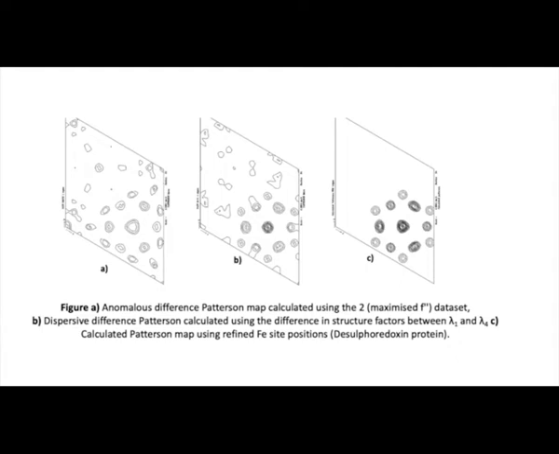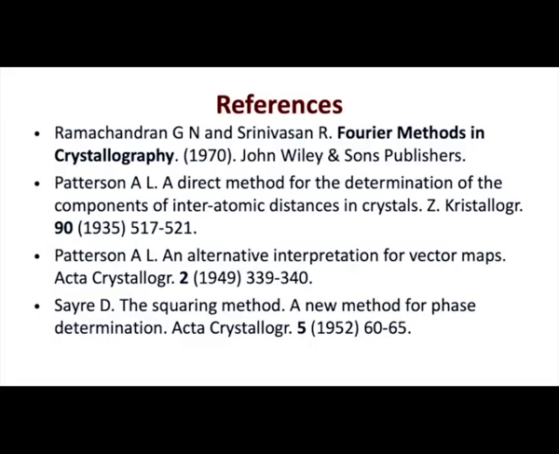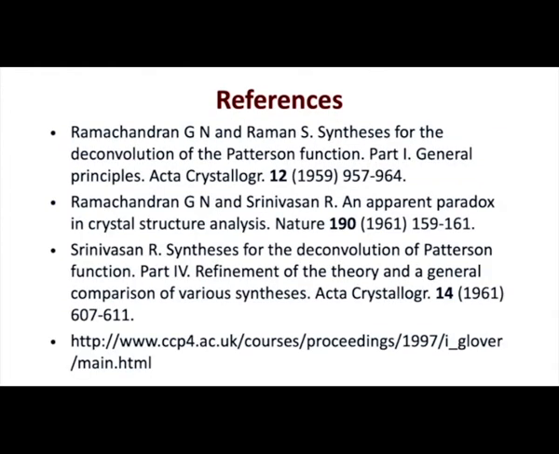So, these are the references for what we have been dealing with in Fourier synthesis. Ramachandran and Srinivasan, the textbook by Wooster, then Patterson's paper, two papers are there. Then about the squaring method, David Sayre has given, he is also an important theoretician. Then for the various syntheses, Ramachandran and Srinivasan publications are there. Ramachandran and Srinivasan Nature publications are given as references. Then for the refinement of the theory and a general comparison of syntheses, again Srinivasan has given a review, and if you want more you can check the website also.